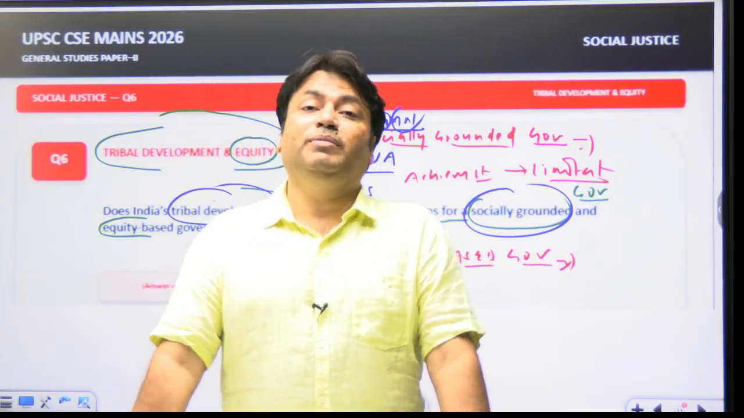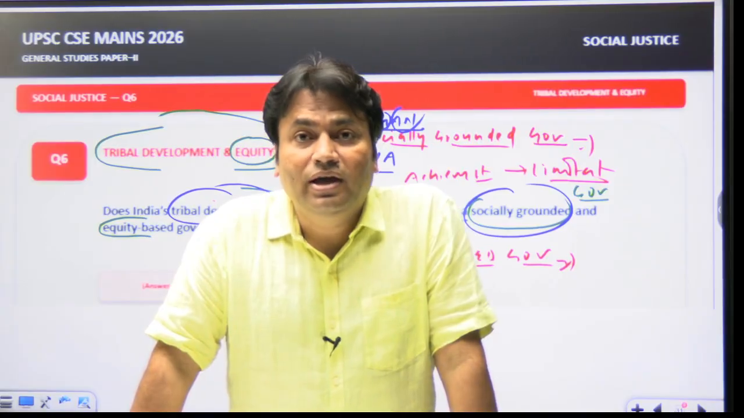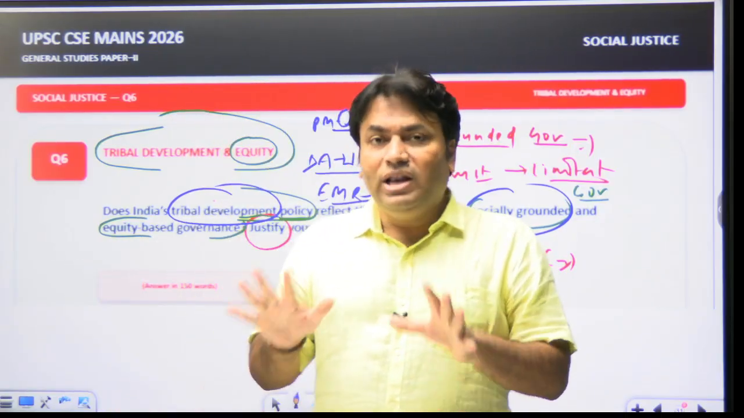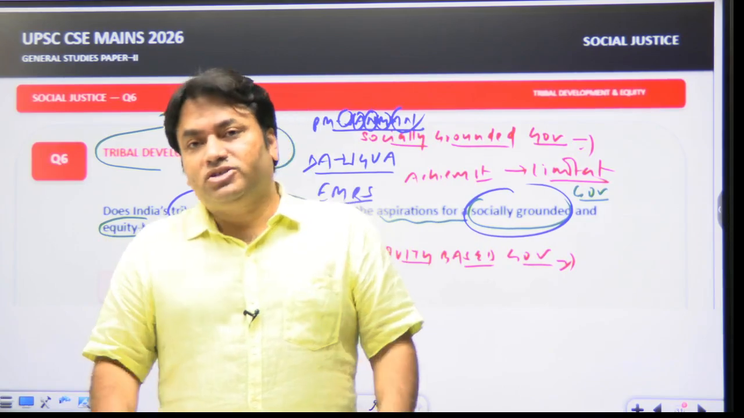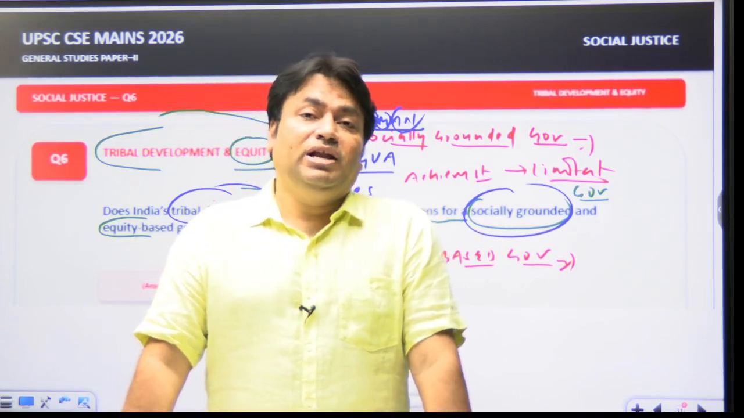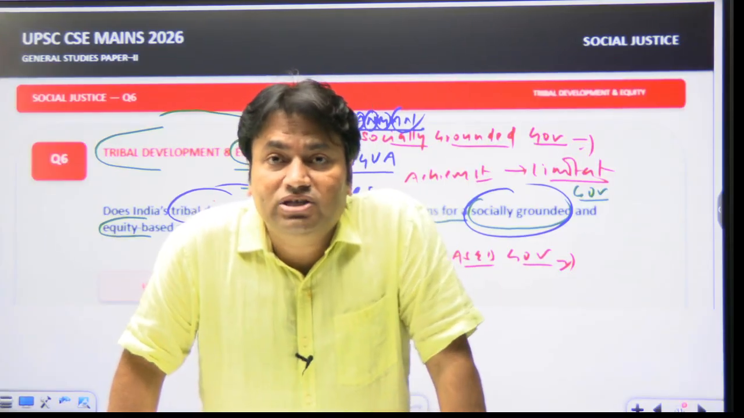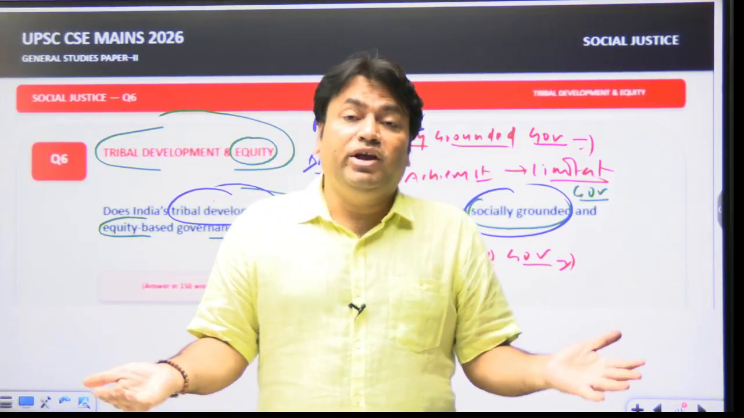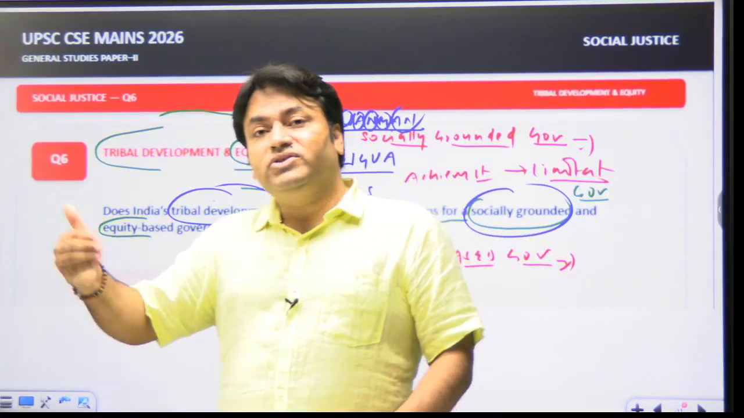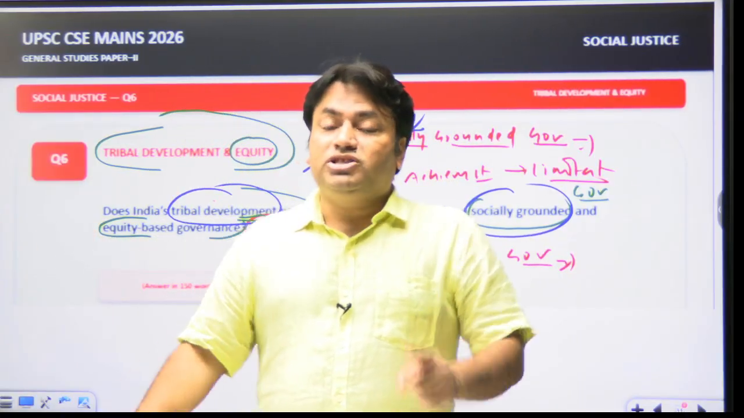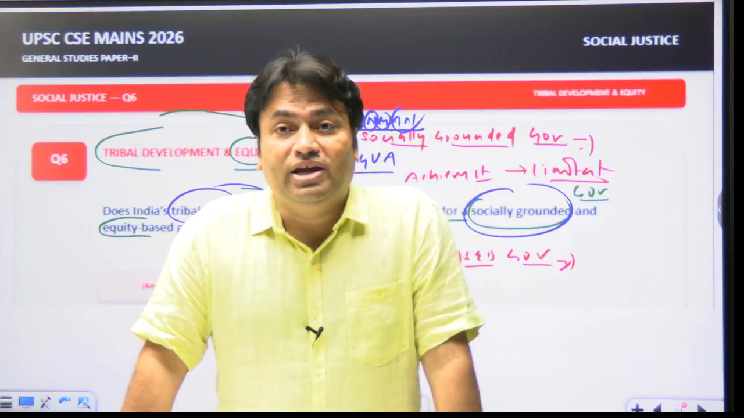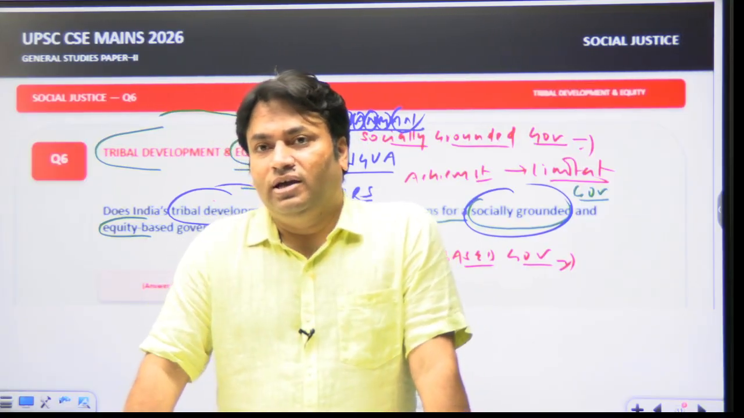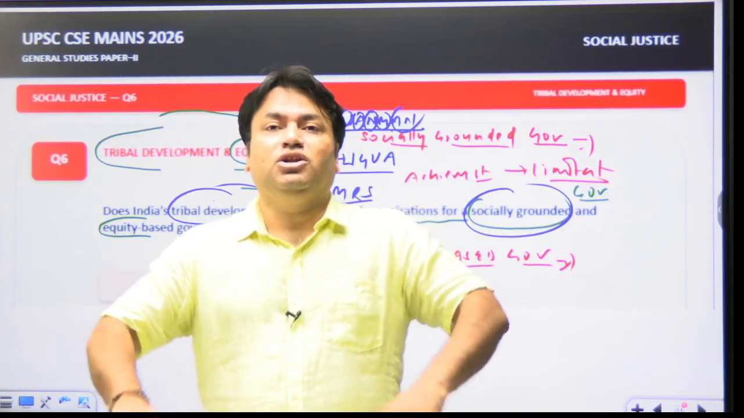There are implementation gaps. It means that the implementation of these policies at the local level is constrained by administrative capacity, by lack of awareness, by procedural delays, by weak coordination, by inadequate last mile delivery, and by participation deficit. So the tribal communities may remain recipients rather than genuine co-designers of development policy. Okay. Now, what about cultural homogenization?